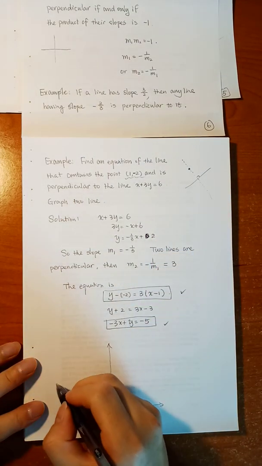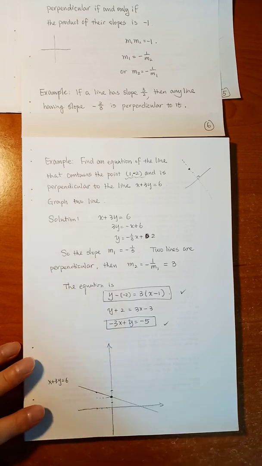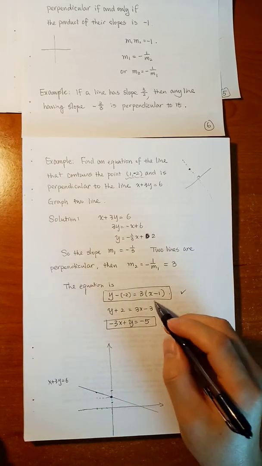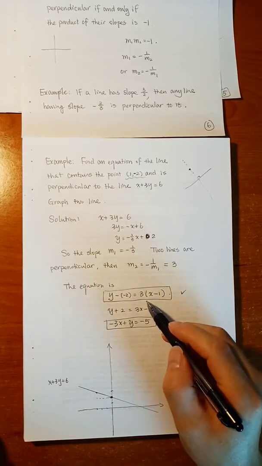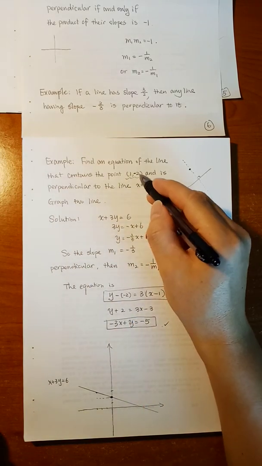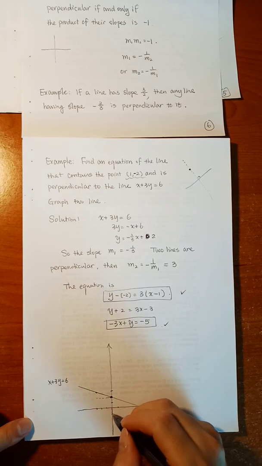This is x plus 3y equal to 6. And this other one goes through the point (1, -2).